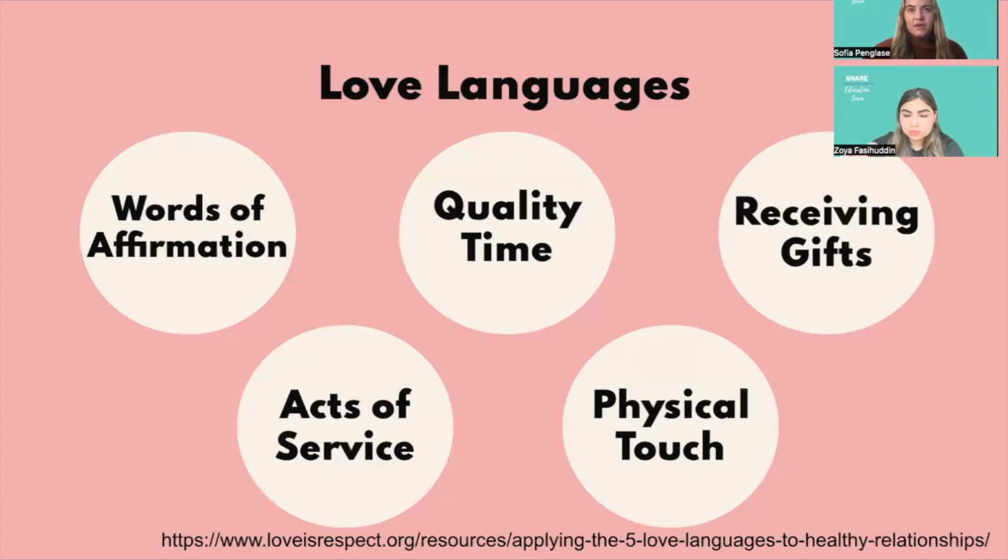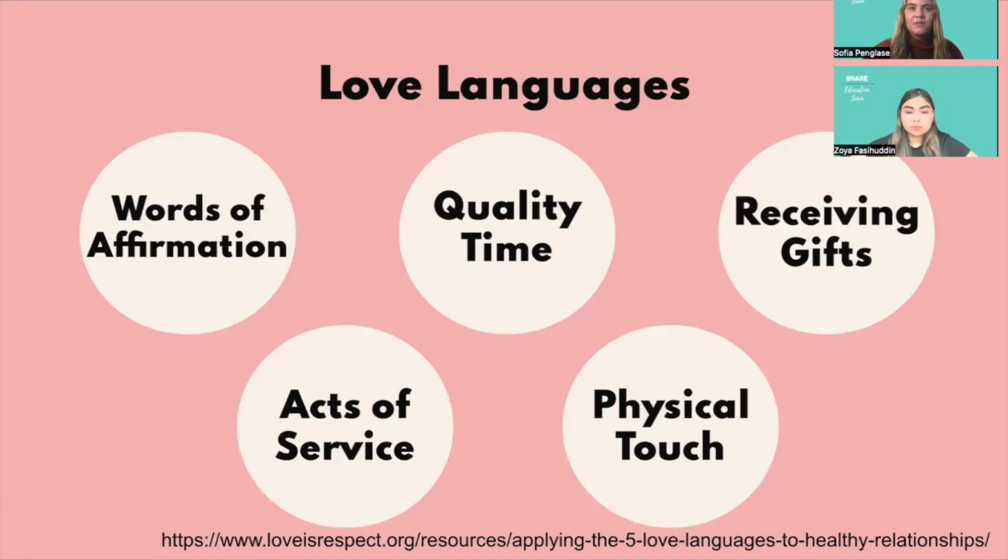We may communicate love through words of affirmation. We may tell people that we love them, compliment them, or tell them what we love about them. We might tell our partner, that dress looks great. We may communicate love through spending quality time with our partners. A partner may say that they love spending time with you or enjoy activities together, like watching a movie or taking a walk.